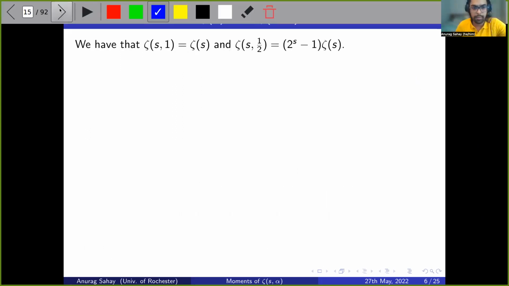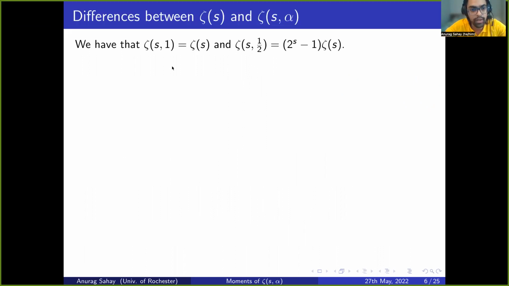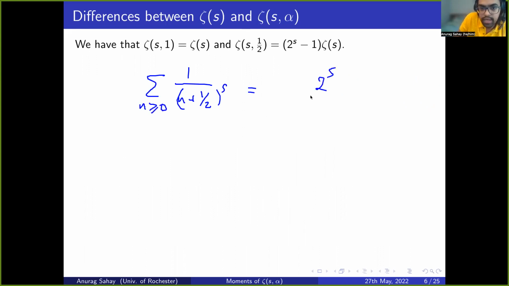Okay. There are similarities, but there's also a lot of differences between the two types of functions. Before I do that, let's quickly talk about this. When you put alpha equals 1, you get zeta s. If you put alpha equals 2, what you get is the following. It's n plus 1 over 2 to the s, summed over n from 0. If you simplify this a bit, this is 2 to the s over 2n plus 1 to the s, summed from n greater than or equal to 0.